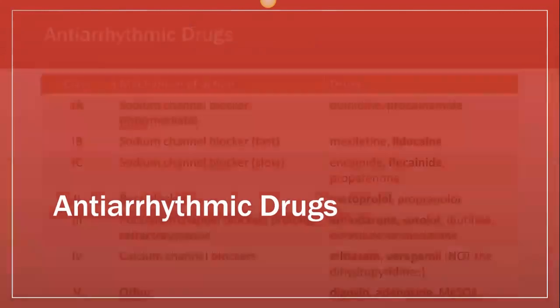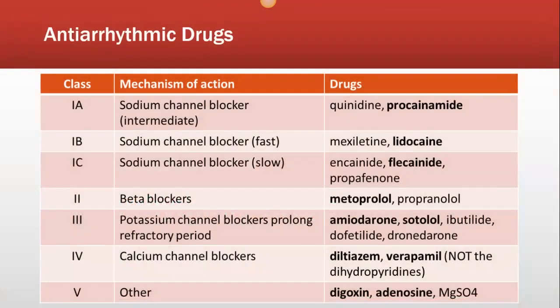Antiarrhythmic drugs. The classification is listed, the mechanism of action, and the drugs, and I would expect you would go through and be able to recognize these at this level in the program. Procainamide is a sodium channel blocker, intermediate; lidocaine, sodium channel blocker, fast; flecainide, sodium channel blocker, slow. You have your beta blockers, metoprolol and propranolol; potassium channel blockers, which prolong the refractory period, so that would be your amiodarone, your sotalol; calcium channel blockers such as diltiazem or verapamil; and then other antiarrhythmic drugs such as digoxin, adenosine, and magnesium sulfate, which we also use as well.